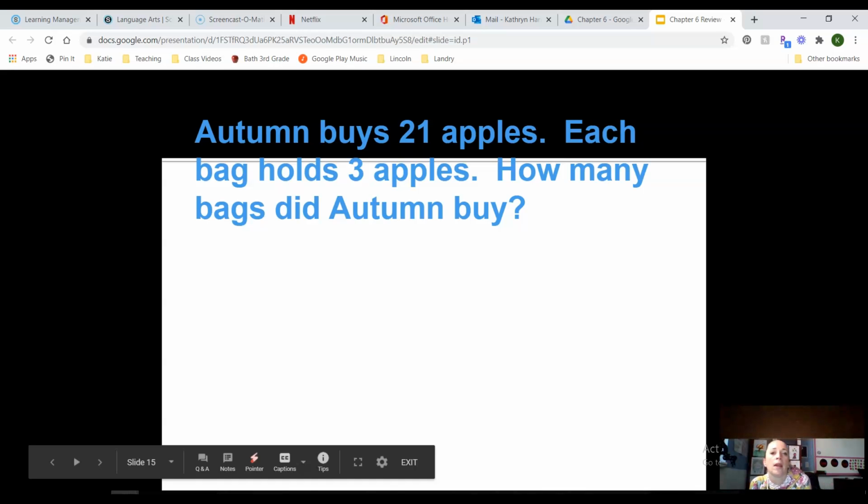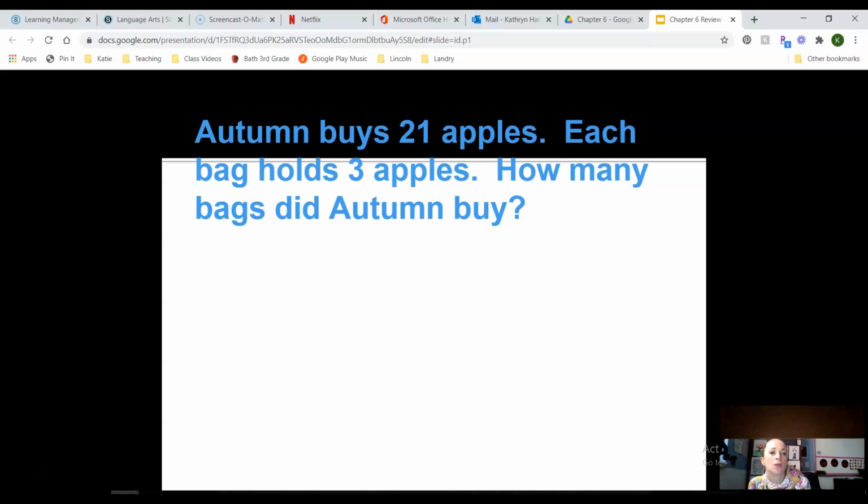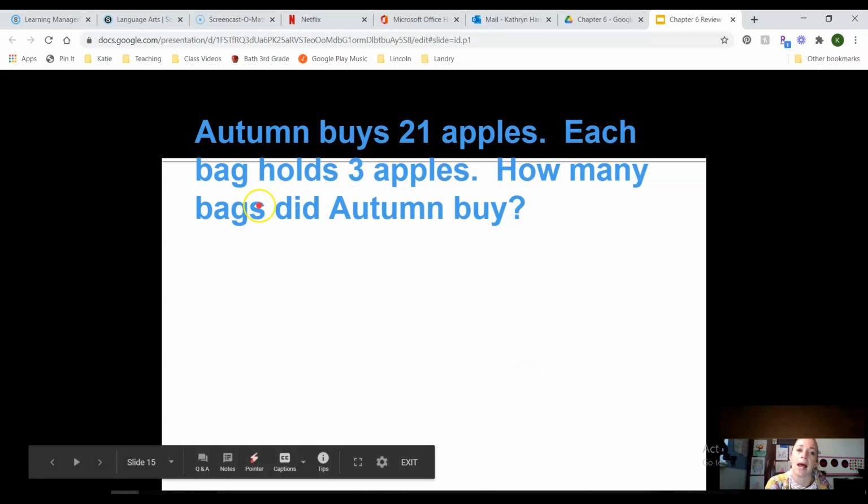Autumn buys 21 apples. Each bag holds 3 apples. How many bags did Autumn buy? Pull your numbers. Please, on your whiteboard or scrap piece of paper, please pull 21 and 3. Now, let's look for keywords. Keywords are not as easy on this problem, so let's look closely. It says, how many bags?